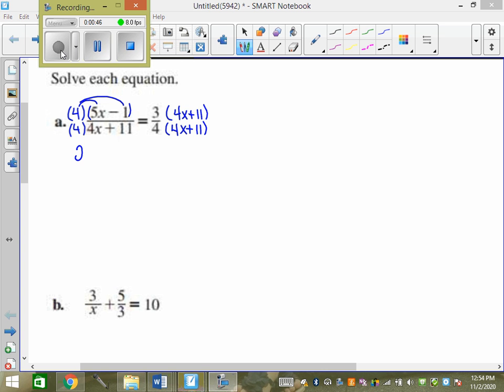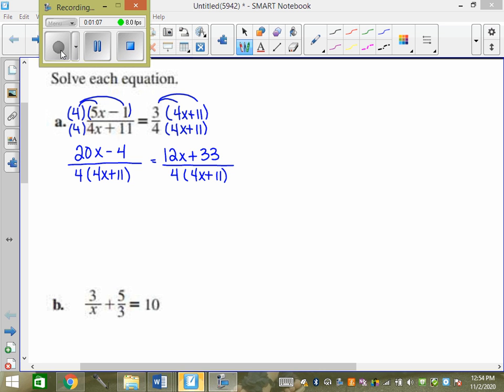So we're going to get 20x minus 4 over 4 times 4x plus 11 equals 12x plus 33 over 4 times 4x plus 11. Now, we actually have denominator equals denominator, correct? The moment we have that, the electric fence can drop, and we can just write the numerators equal to each other. Before we do that, though, we want to state NPVs.